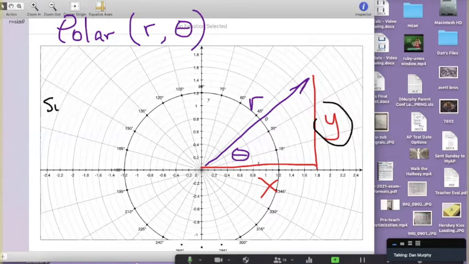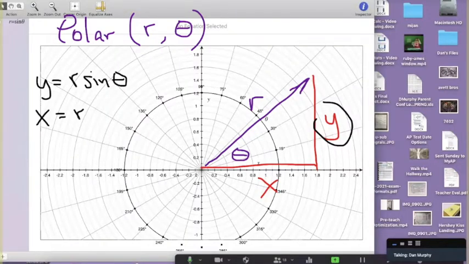So let me just write. You guys shouldn't need to see that. Here is the code for how you would transform from one to the other. Y equals r sine theta, and the x is equal to r cosine of theta.